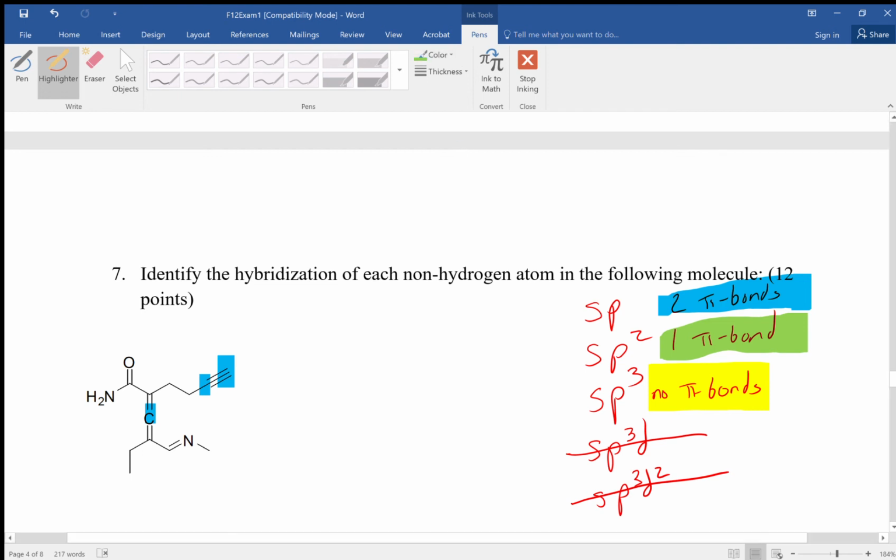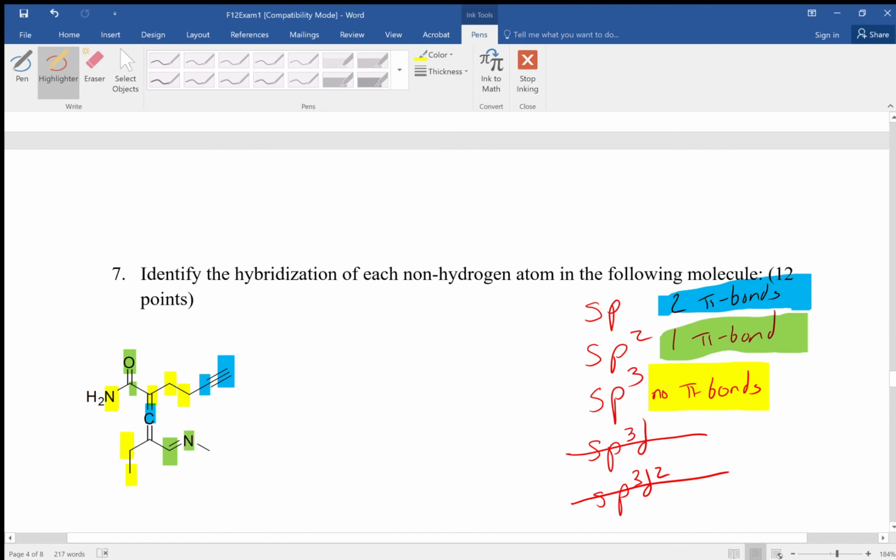Now, any atom that contains just one double bond, because that's the only way we can have one pi bond, is going to be sp2. So that includes this nitrogen, this carbon, the oxygen, and that carbon. And then any atoms that have no pi bonds are going to be sp3. And so that's the rest of our atoms.